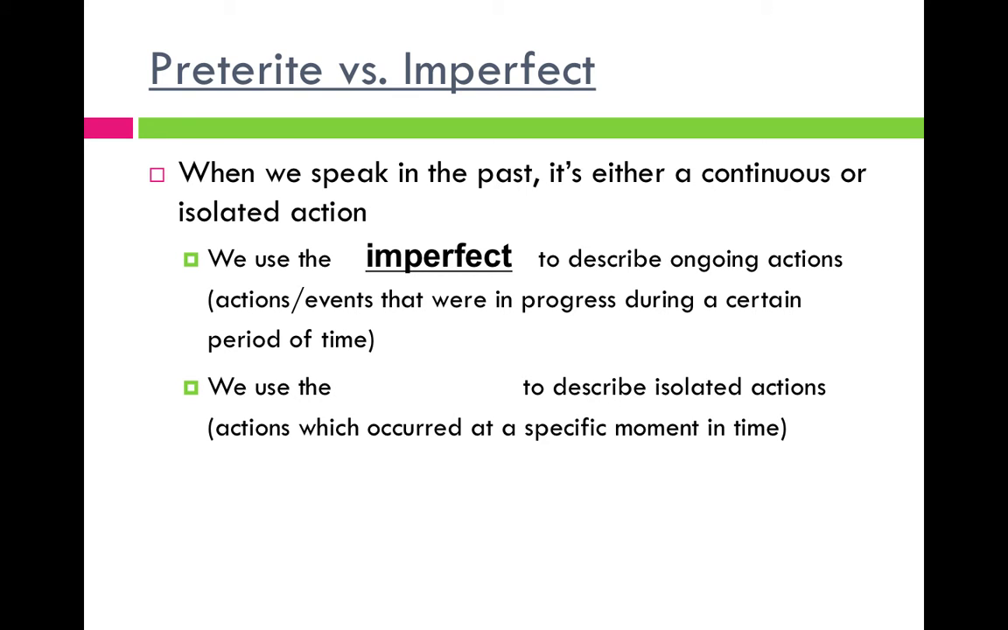We use the preterite or the imperfect to describe an isolated action. Which one do you pick? Preterite is correct.